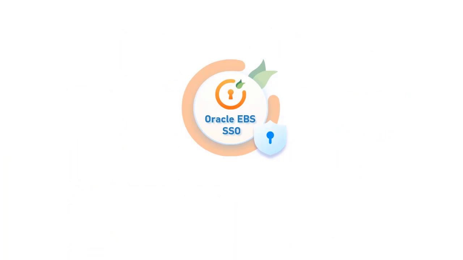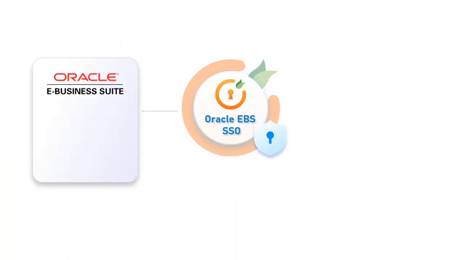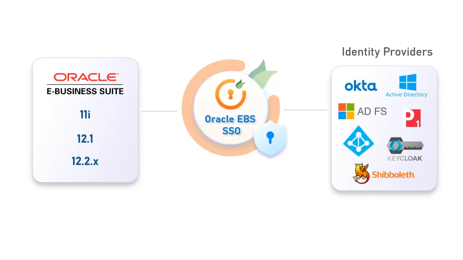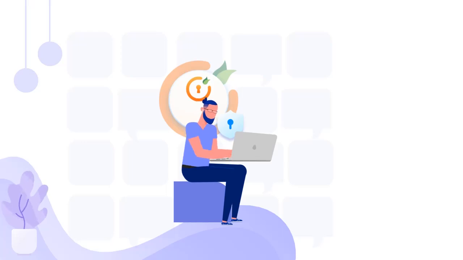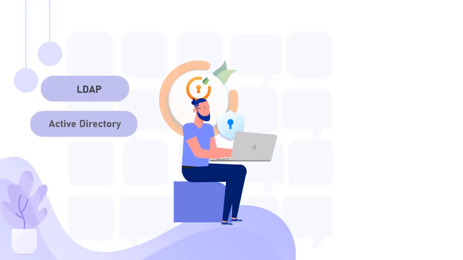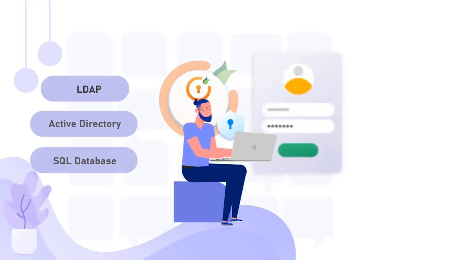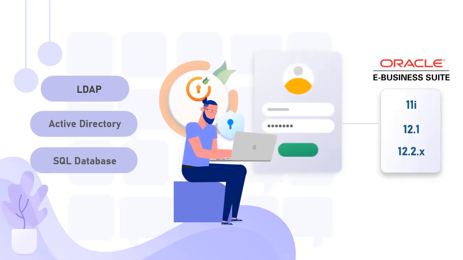miniOrange Oracle EBS SSO enables single sign-on between Oracle EBS 11i, 12.1, and 12.2.x onwards, and any IDPs like Azure AD, Okta, KeyCloak, Ping and many more. Without the need to purchase and install Oracle Access Manager and Oracle Internet Directory licenses, miniOrange allows you to easily integrate your existing LDAP, Active Directory, or any SQL database into the platform so that users can log in with their existing credentials and have secure access to Oracle eBusiness Suite applications.